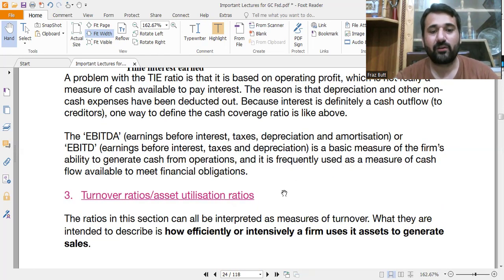Then turnover ratios or asset utilization ratio. We will start our next video from this point number 3.